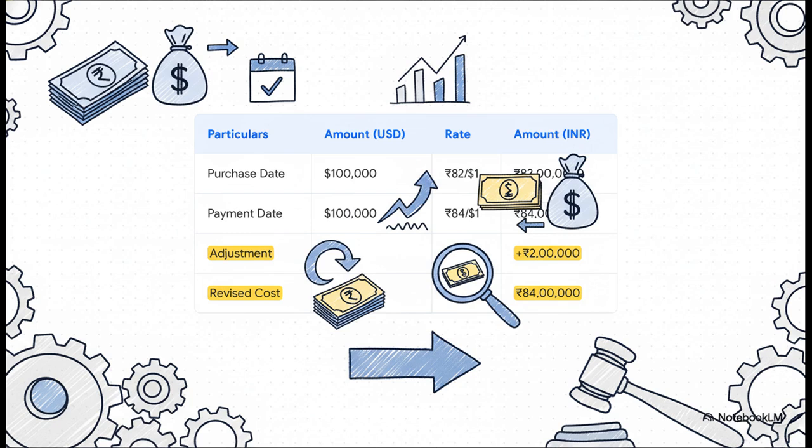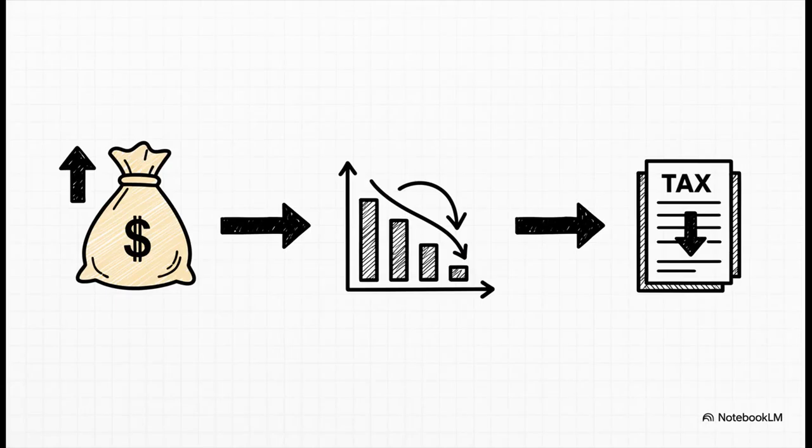That difference of 2 lakh rupees, that is your adjustment under Section 42. You add it to the initial cost, and voila, your new revised actual cost is 84 lakh rupees. And this is the whole point. This is the so what. That revised cost of 84 lakh rupees is now your new starting point for calculating depreciation. A higher cost base means you can claim more depreciation each year, which of course reduces your taxable income down the line. It has a direct impact on your tax bill.